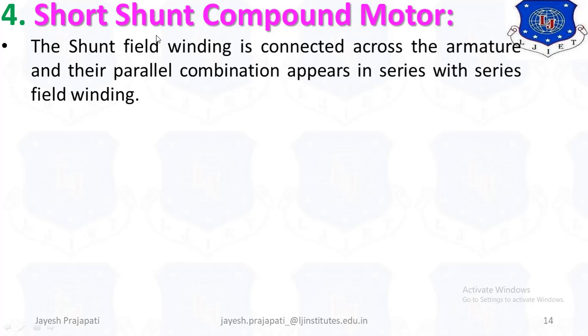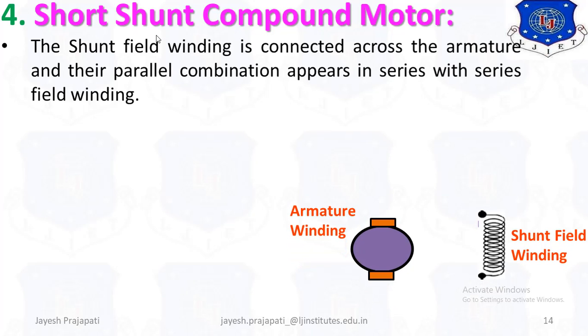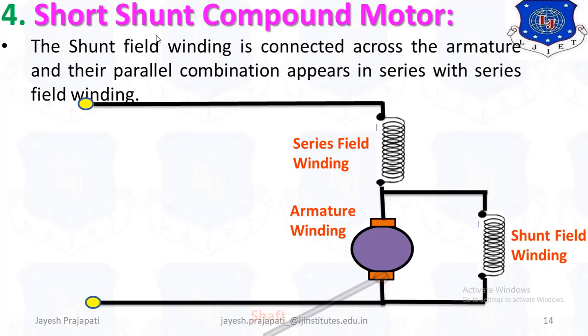So first we have to take the shunt field winding connected across the armature. So we have to take the armature. Then this parallel combination is connected in series with this series field winding. So this parallel combination is connected to the series field winding. Now this is supplied by the common DC supply.